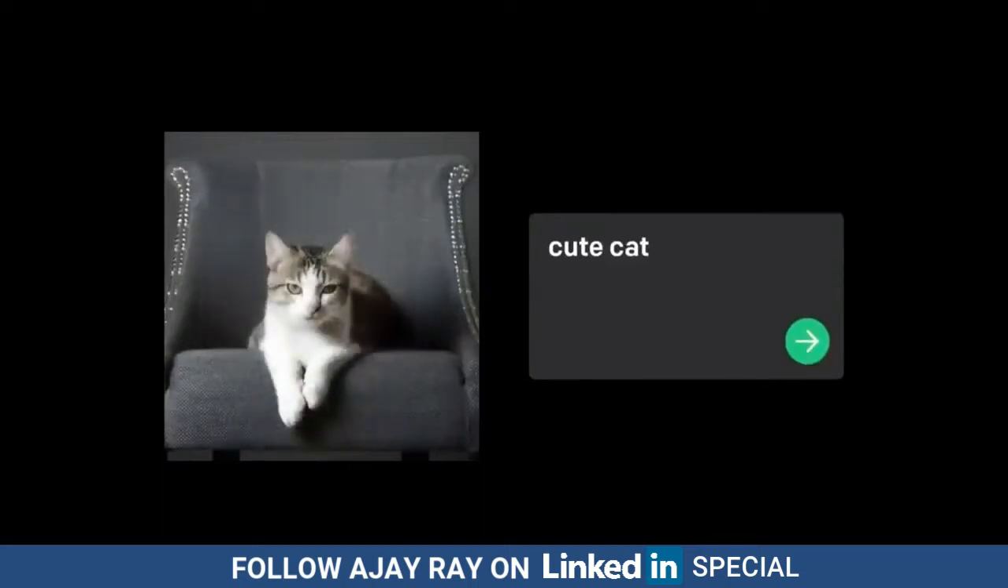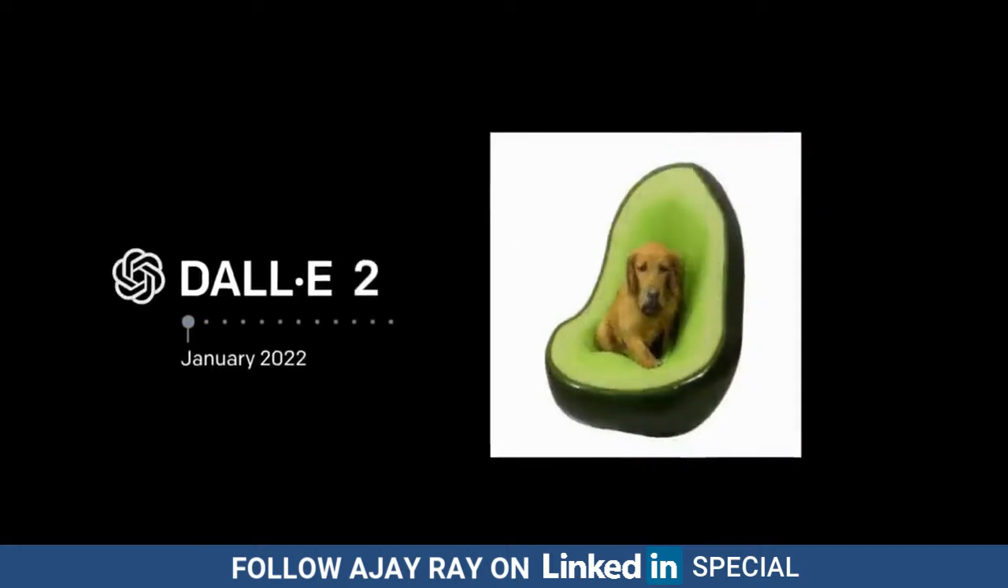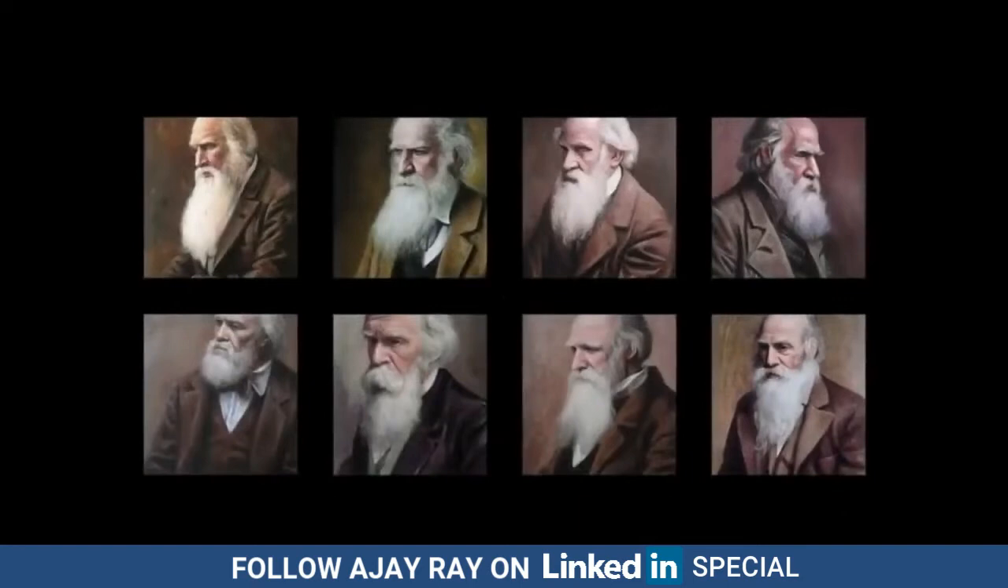It's called in-painting. In January 2021, OpenAI introduced DALL-E, a system that could generate images from text, like this avocado armchair. DALL-E 2 takes the technology even further with higher resolution, greater comprehension, and new capabilities, like in-painting. It can even start with an image as an input and create variations with different angles and styles.